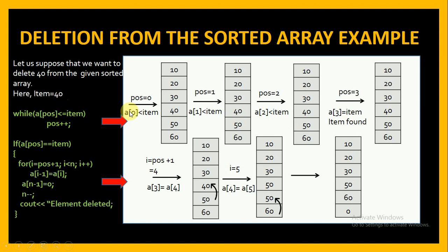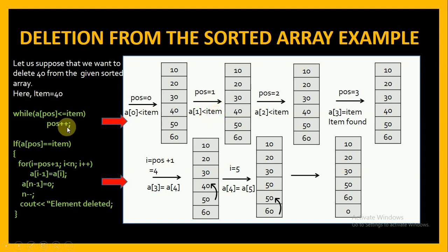So let us see how these loops work. While a[pos] is less than item, pos plus plus. See, in the beginning pos is 0. So a[pos] is 10. 10 is less than item, which is 40. So this condition is true. So it will go here and pos will be incremented. Pos will become 1. Now pos is 1, you can see. Now again we will check if a[1] is less than item or not. a[1] is 20. 20 is less than 40. Yes, the condition is true.